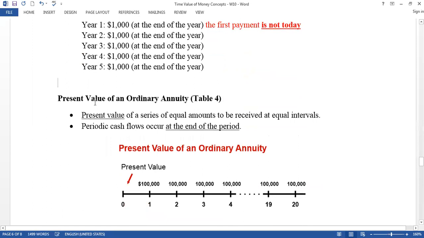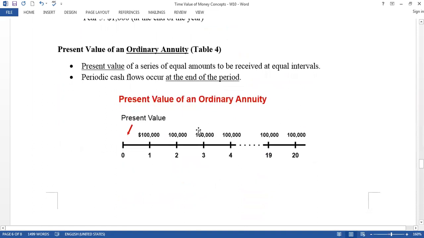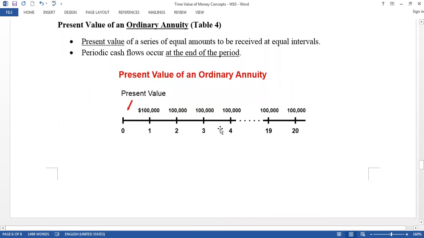Present value of an ordinary annuity, because we are here, ordinary annuity. And you already know what the characteristics are. What are the characteristics of an ordinary annuity? You already know this. Now look at this diagram. According to this diagram, we have a series of payments from year 1 to year 20. That means payments or future cash flows are more than one time, right? And when you are going to receive or pay the money, this is zero. Zero means today.